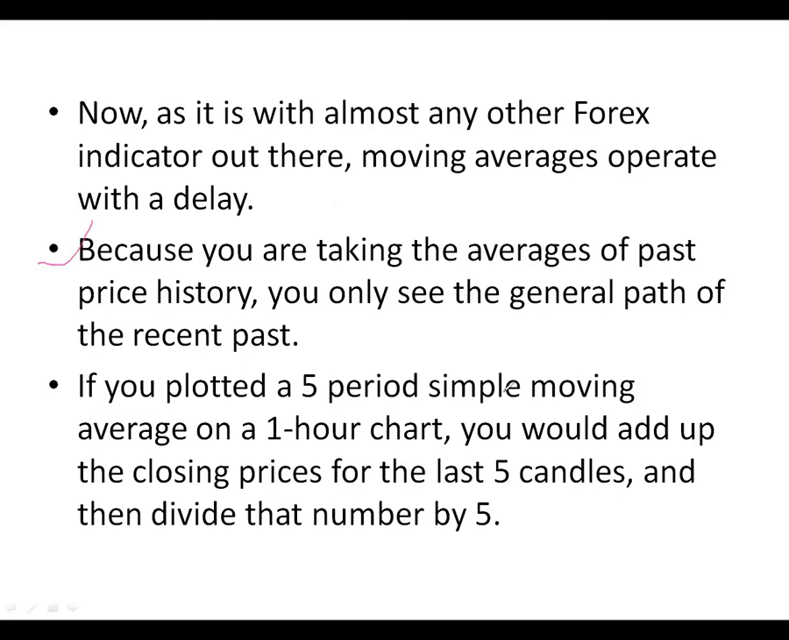So here they are trying to show us how the calculation is done, which will result in the line that you see on the chart, which is the moving average. The calculation is done by the indicator itself, based on the numbers that you input into the moving average. So how is the calculation done? Point 3, which I'm reading: if you plot a 5-period simple moving average on a 1-hour chart, you will add up the closing prices for the last 5 candles and then divide that number by 5.